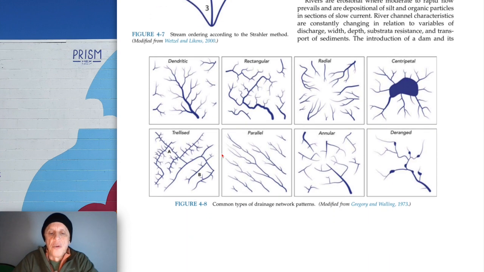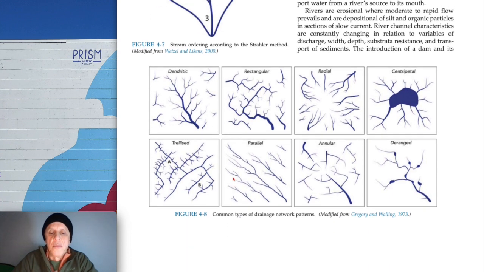Then we have figure 4-8, which shows common types of drainage network patterns. We have the dendritic pattern, rectangular pattern, the radial pattern, the centripetal pattern, the trellis pattern, the parallel pattern, the annular pattern, and then the deranged pattern.